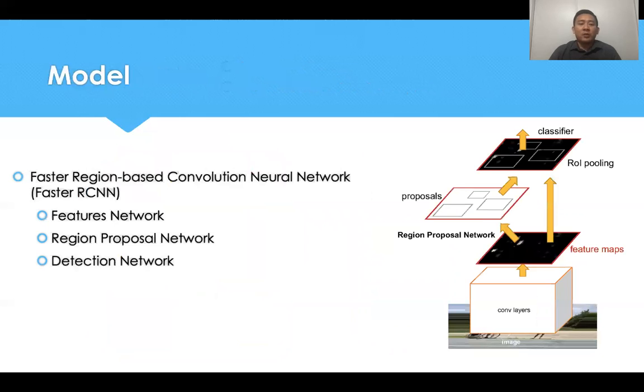So the model I use in this project is called Faster Region-Based Convolutional Neural Network. It is the combination of feature network, region proposal network, and detection network. So first, the image is passed through the convolution layers or feature network to extract the feature maps. Then region proposal network takes the feature maps and proposes bounding boxes that might contain an object. Then the detection network takes the input from both region proposal network and feature maps to determine the final class and location of the object.